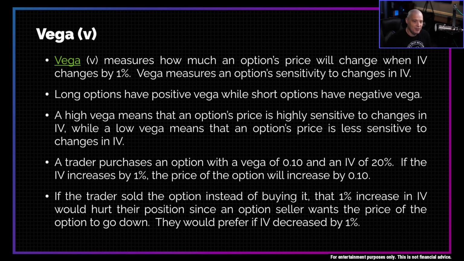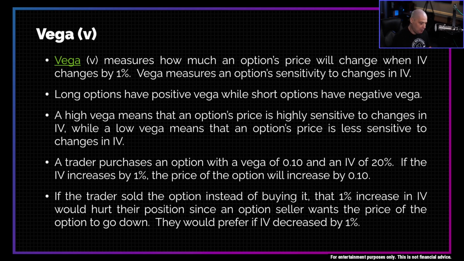So long options have positive Vega, while short options have negative Vega. And this kind of makes sense. We've already discussed this. Even though we haven't discussed Vega, I've already kind of hammered this point home that typically with long options, you want volatility to increase over the life of the trade. And of course, with short options, which is primarily what I'm focused on, especially with short option selling strategies like the wheel strategy, we want IV to decrease. So long options have positive Vega, short options have negative Vega.